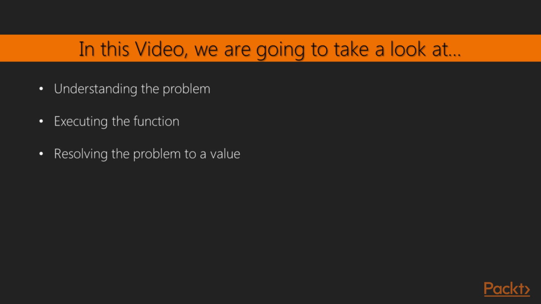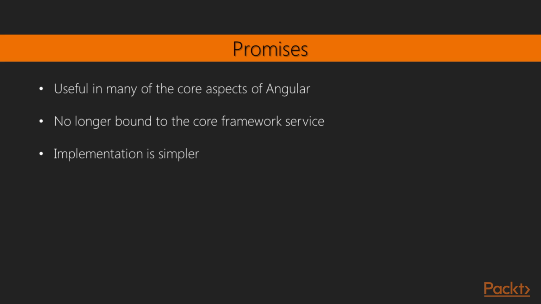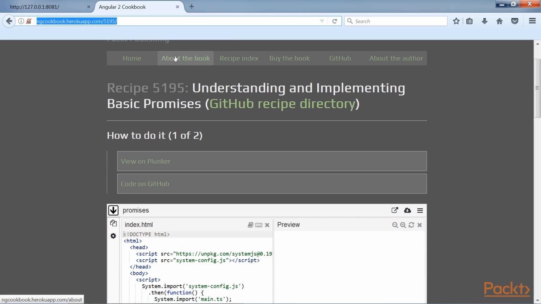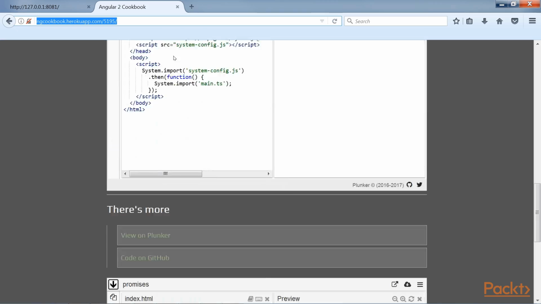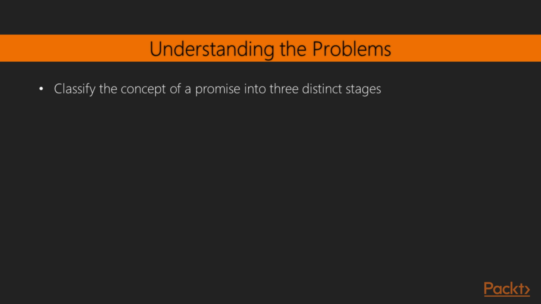In this video, we will first understand the problem, then execute the function, and then resolve the problem to a value. Promises are very useful in many of the core aspects of Angular. Although they are no longer bound to the core framework service, they still manifest themselves throughout Angular's APIs. The implementation is considerably simpler than Angular 1, but the main rhythms have remained consistent. You can refer to the code, links, and a live example of this at ngcookbook.herokuapp.com. Before you start using promises, you should first understand the problem they're trying to solve.